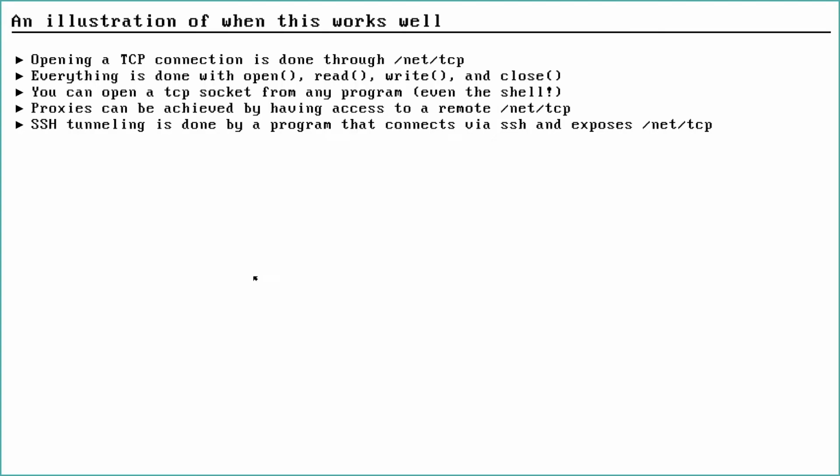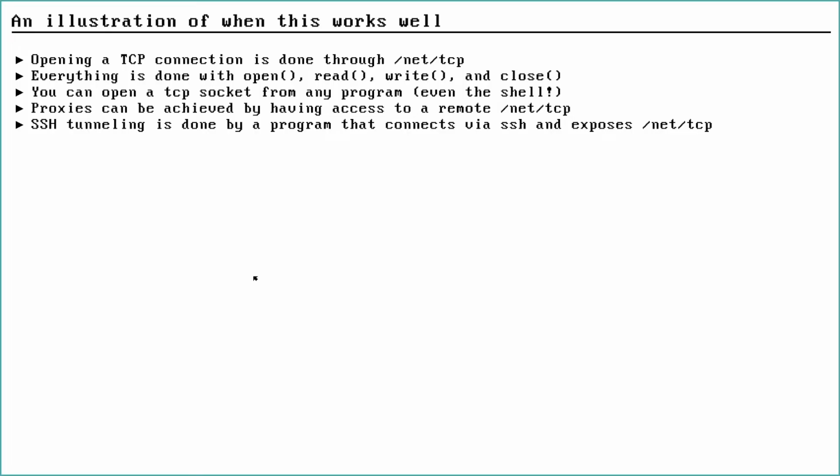So to talk more about this, opening a TCP connection is done through /net/tcp. Everything is just done with open, read, write, and close. So that means that any programming language on the system that can do these simple things can create TCP sockets, and that includes the shell in this case. You can do all of this open, read, write, and close with our shell rc, and you can create TCP connections without much work at all.